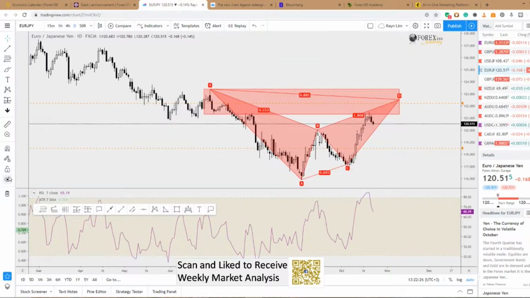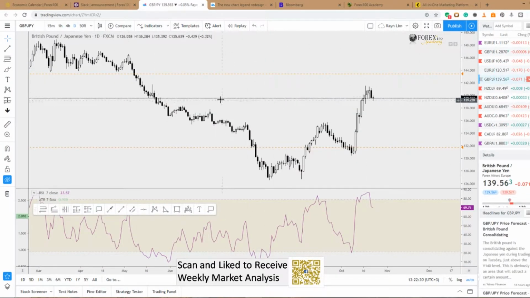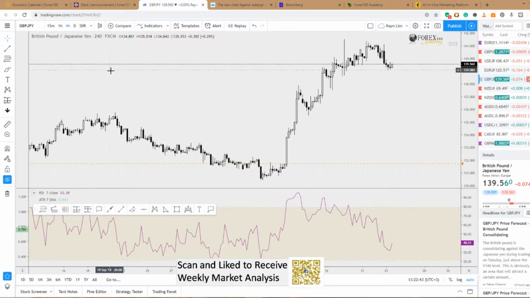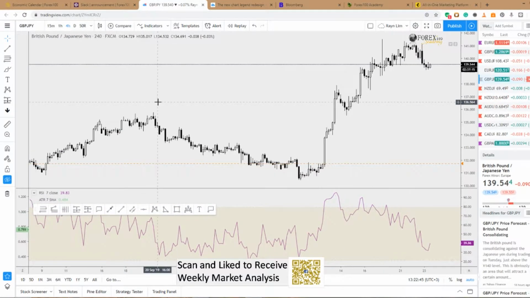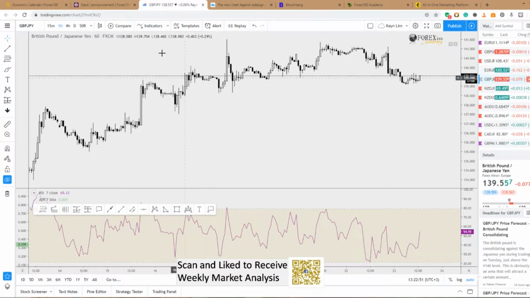Alright, so to the next pair, Pound Yen. On the daily chart, bearish movement, market broke and closed above the high one time, so it needs another retracement and another break to confirm a bullish run. For the 4 hour chart, likewise it has already been on a bullish run. Down to the 1 hour, nothing much for me.